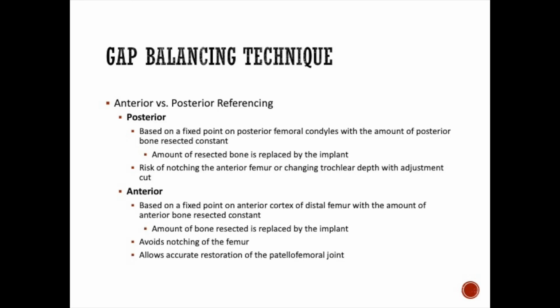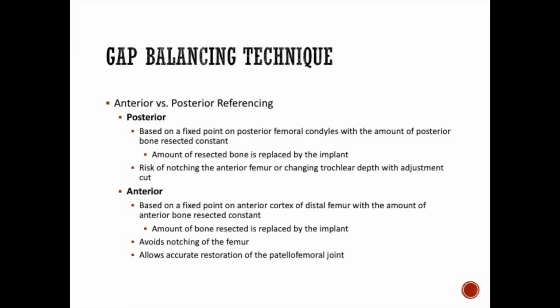You can do anterior or posterior referencing for this. Posterior referencing uses a fixed point on the posterior femoral condyles with the amount of posterior bone resected constant. So if you want to downsize your component, it means you're going to cut more anteriorly, which could risk notching. But it allows you to establish that flexion gap, which allows for a more well-balanced knee.